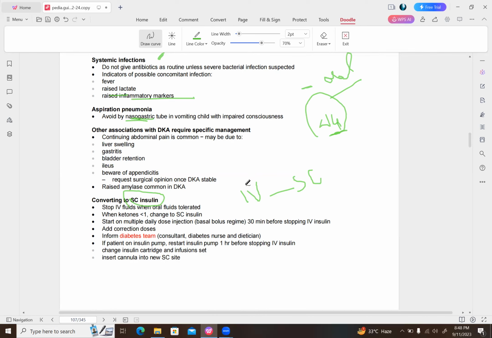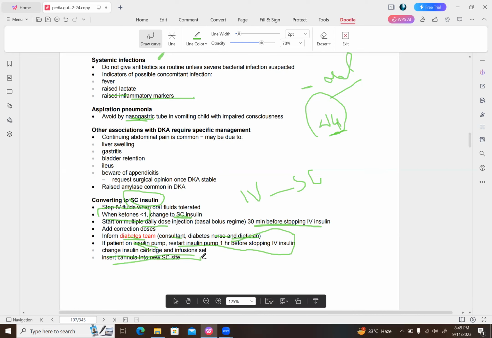When you switch IV insulin to subcutaneous, they have written that when ketones become less than 1, change to subcutaneous, and when blood glucose is normalized, start multiple daily dose injections 30 minutes before stopping the IV insulin. Inform the diabetes team, especially the dietitian, nurse, and the consultant. If the patient is on a pump, restart the pump 1 hour before stopping insulin. Change the insulin cartridge and infusion set, and insert the cannula into a new subcutaneous site.